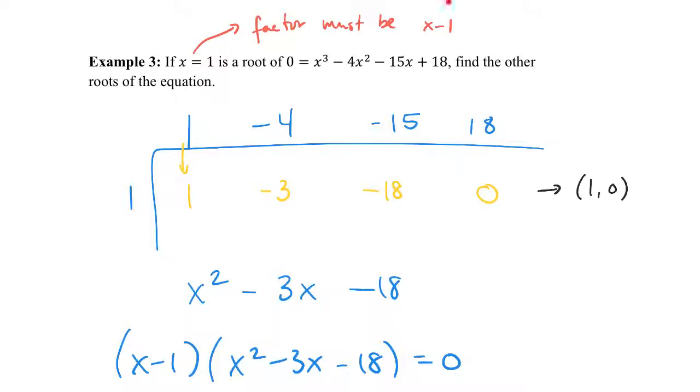Again, x minus 1 is one of the factors. This is the other factor. So this statement is true, and if this statement is true, I know that this will give me one of the roots, and the factors of these will help me to find the others. So go ahead and factor this.